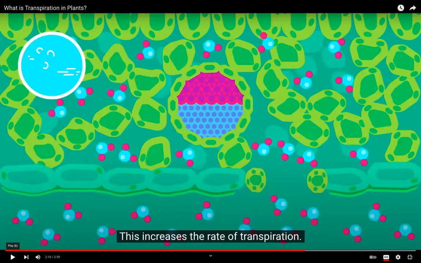So I said this before, right? What will happen when it's windy? It will move the H2O gas away from the leaf. So what will happen? Ultimately, the humidity will be low. When the air is moving, when this water is moved away from the environment, then there will be less humidity.